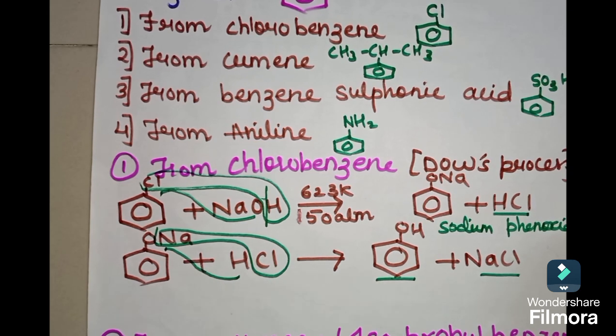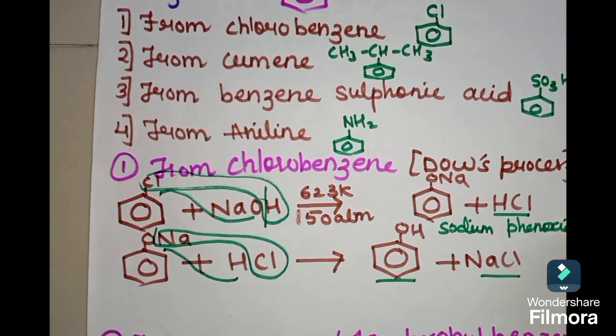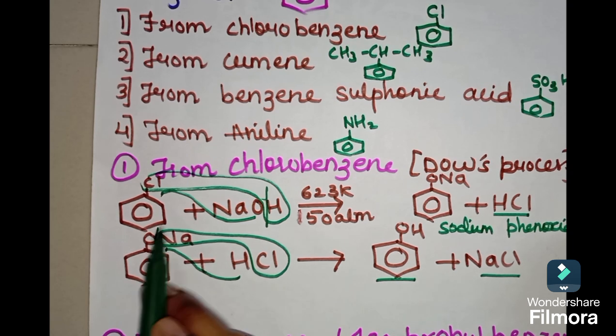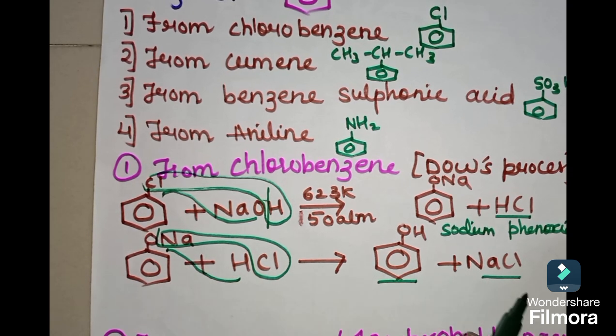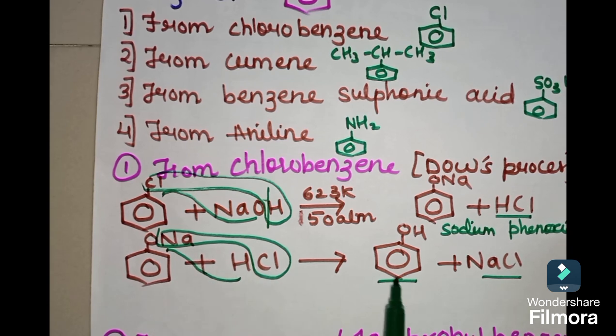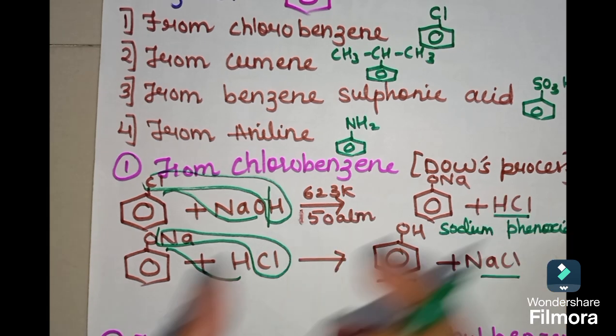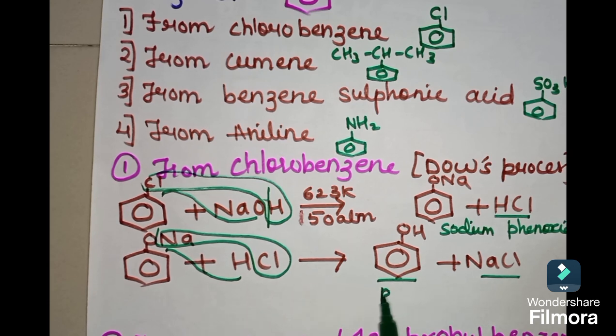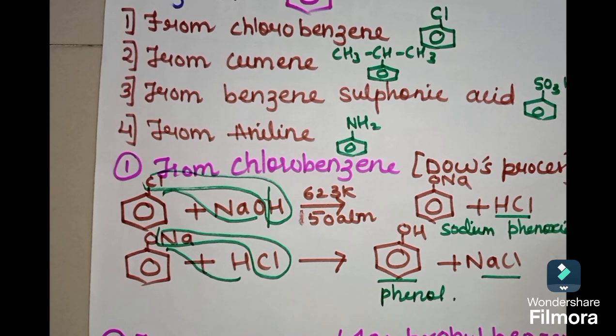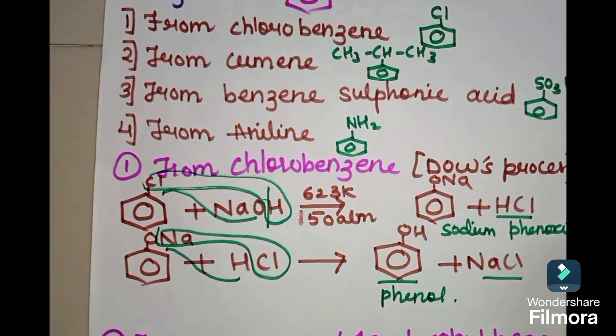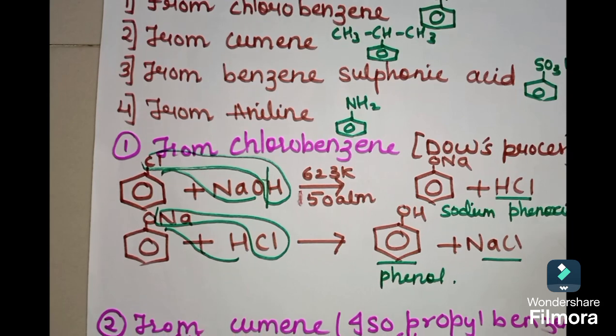I hope you understand. In the second step, I have taken the same sodium phenoxide, and when it reacts with HCl, the Na combines with the Cl to form NaCl, and H takes the place of sodium to form phenol. So you can write the statement as: when chlorobenzene reacts with sodium hydroxide at a temperature of 623 Kelvin and pressure 150 atmosphere, it forms sodium phenoxide. When this sodium phenoxide further reacts with HCl, it forms phenol along with sodium chloride. There are 2 steps and you have to mention each and every step in the statement also. Don't forget to write the statement as it carries marks.